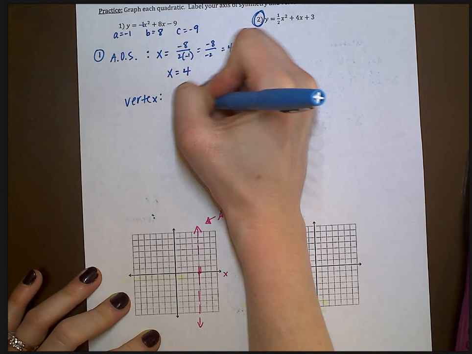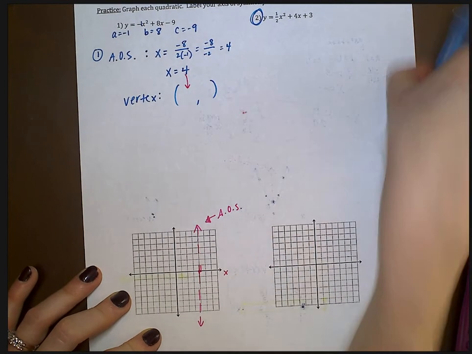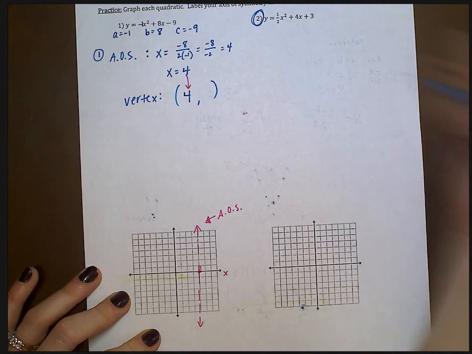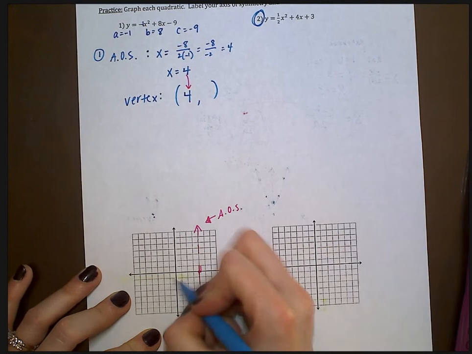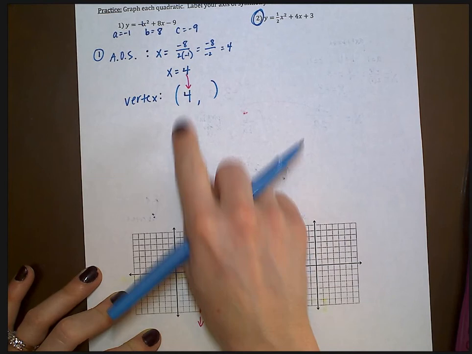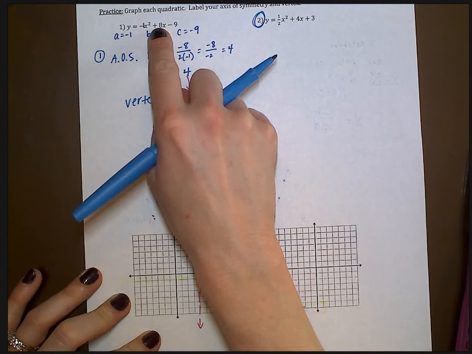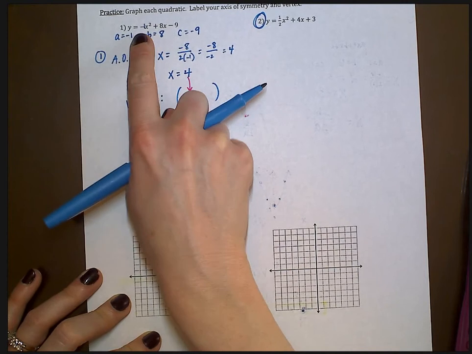Vertex is an ordered pair. You know the x value of the vertex with the axis of symmetry number. You know you've got to go right 4. You just don't know where the y value of your vertex is, so you've got to find it. Plug in 4 where x is. Be careful because of the negative in front.